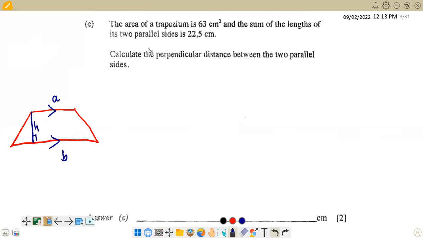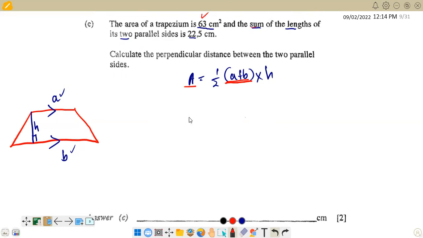Okay, so now we are given that the area of this trapezium is 63 square centimeters, and the sum of the length of the two parallel sides is 22.5, which means this A and B, they gave you the sum of it. We are not given A separately or B separately. No, we are given the sum. And remember, from your area, you will know that the area of a trapezium is half the sum of parallel sides times the perpendicular height. So they gave you this part here, A plus B, which is the sum, and also the area. So you're just going to substitute.